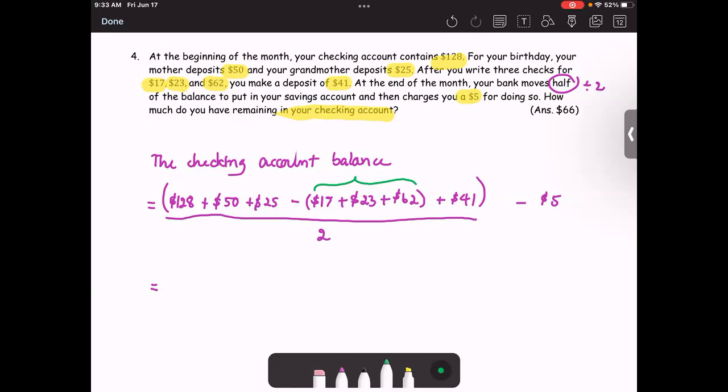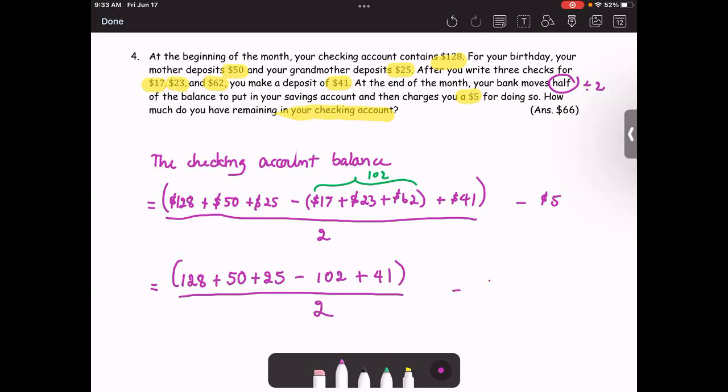That would be 17 plus 23. That is 40. 40 plus 62 would be $102 for the sum of the 3 checks that you wrote. So we write it out as 128 plus 50 plus 25 minus 102 plus 41, and then divided by 2, subtracted by 5.